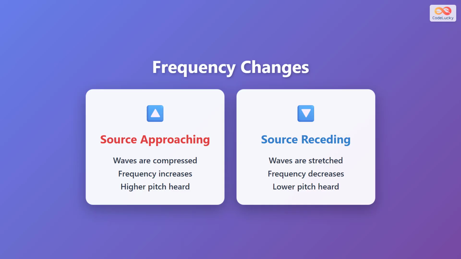Let's understand what happens to the frequency. When the source is approaching, the compressed waves mean more wave crests reach your ear per second. This results in a higher frequency, which you hear as a higher pitch. When the source is receding or moving away, the stretched waves mean fewer wave crests reach your ear per second. This results in a lower frequency, which you hear as a lower pitch.